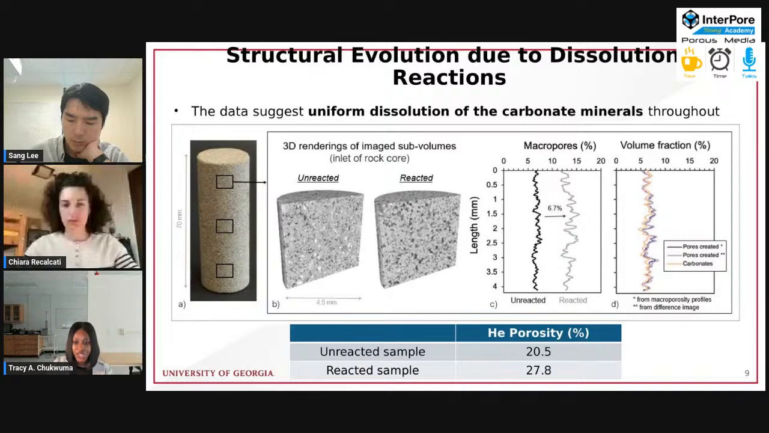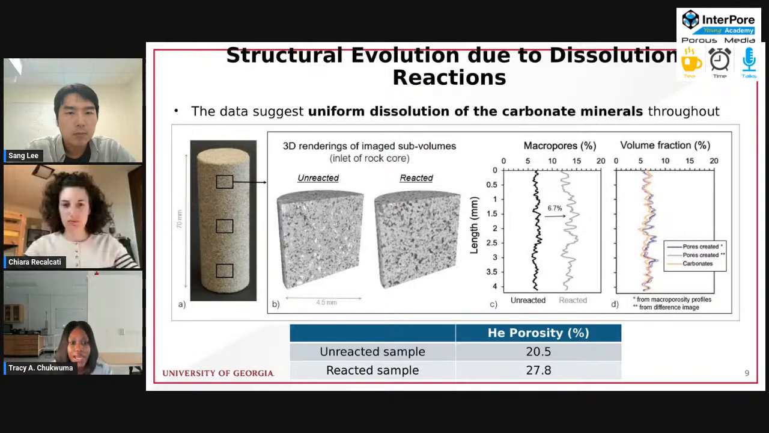And as you can see here, the two pores created curves are closely related, they are correlated. We now compared those two pores created profiles through the volume to the carbonate profiles through the volume. And if you look here, you can see that the pores created is also very closely related to the carbonate profile, which kind of validates our initial point that it's mostly the carbonates that are dissolving in this particular sample.